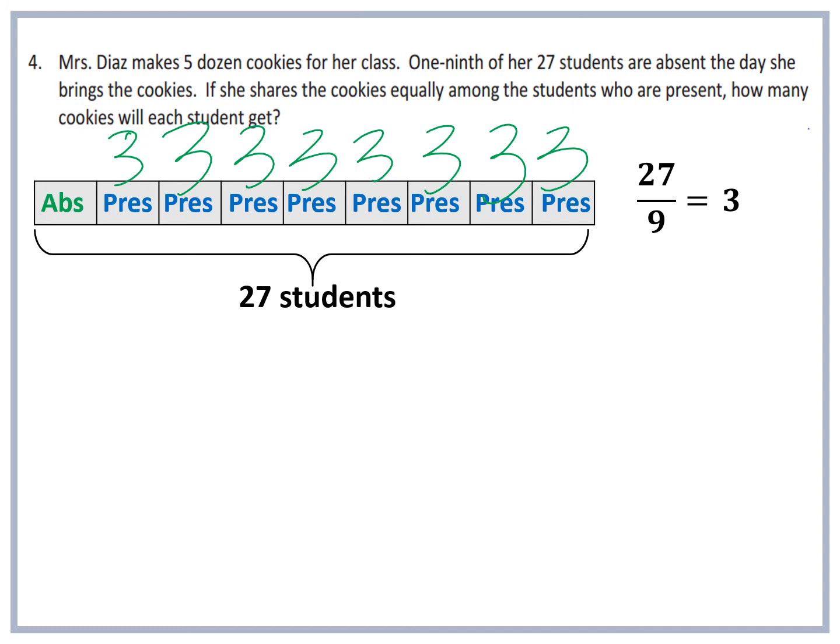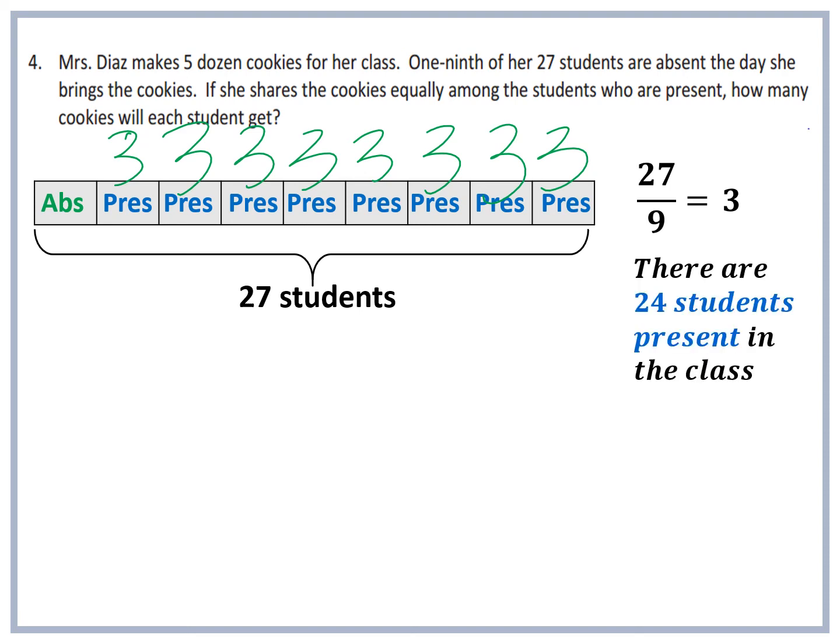How many groups of 3 are there on the tape diagram right now for the present scholars? If you said 8, you're correct. Now what is 8 groups of 3? 8 groups of 3 is 24. Now there are 24 students who are present in the class.